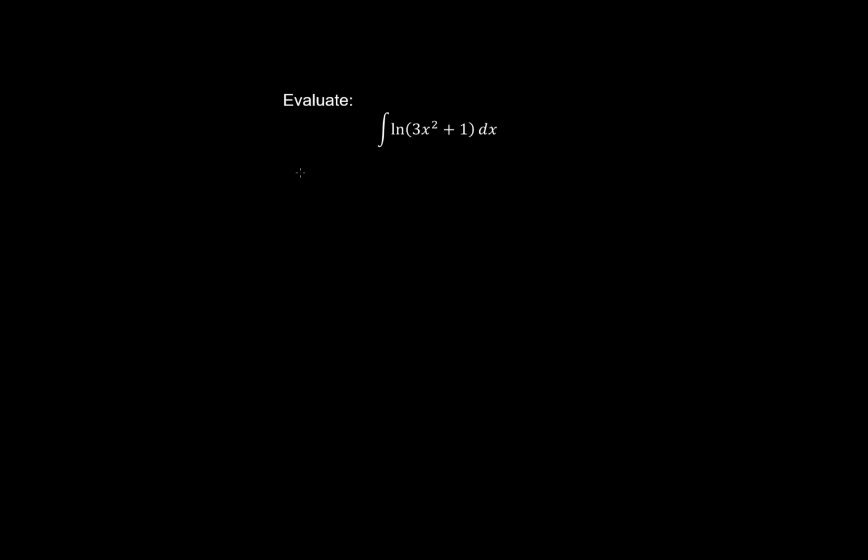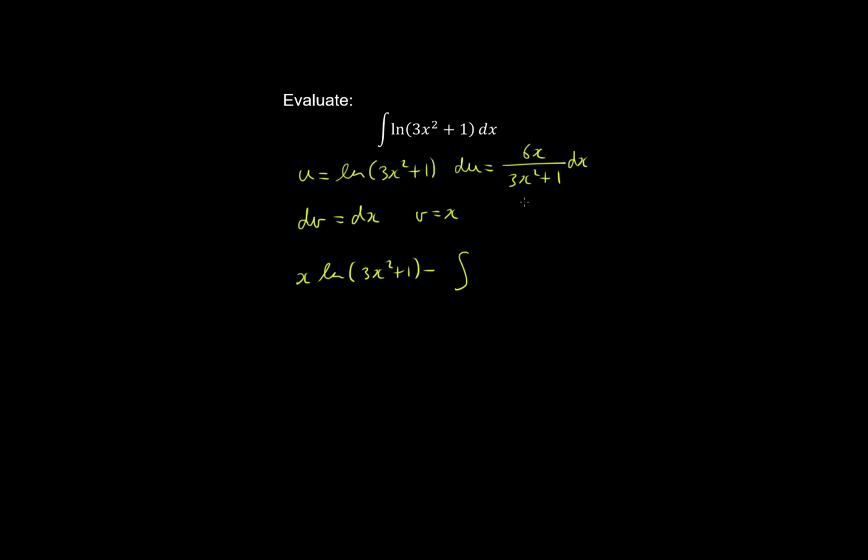Let's evaluate this integral. So here we're going to use integration by parts. So u is equal to the natural log of 3x squared plus 1. Then du is equal to 6x over 3x squared plus 1 using the chain rule. And therefore dv is dx and v is equal to x. So we have u multiplied by v minus the integral of v du.